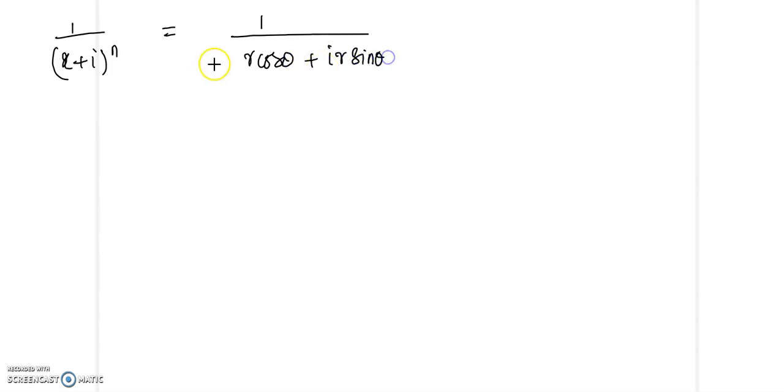So (1 by x plus i) all raised to n will be 1 by (r cos theta plus i r sin theta) all raised to n. So that will be equal to 1 by r raised to n, so this will become (cos theta plus i sin theta) all raised to minus n.